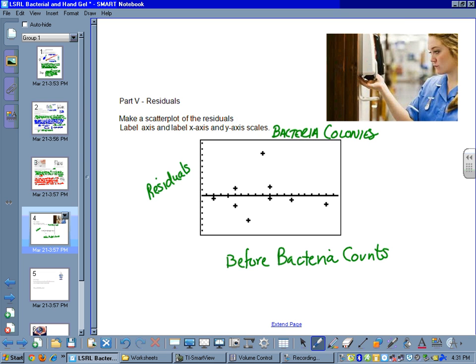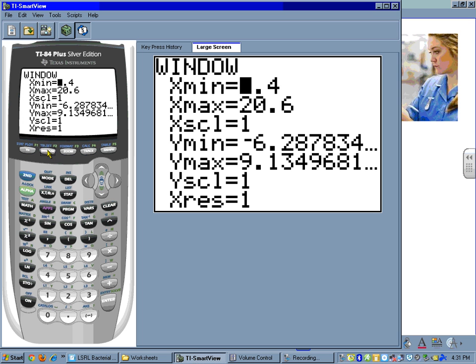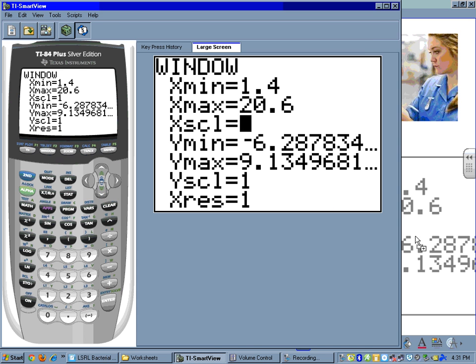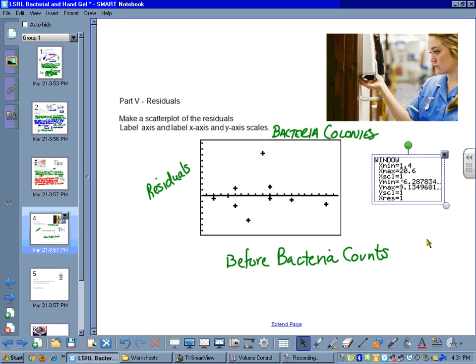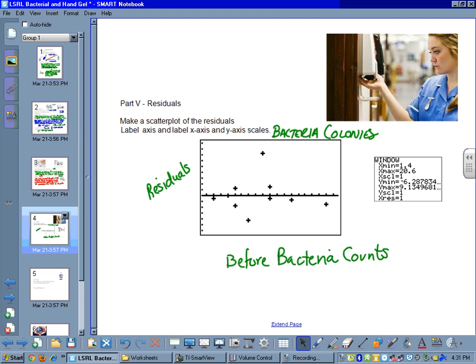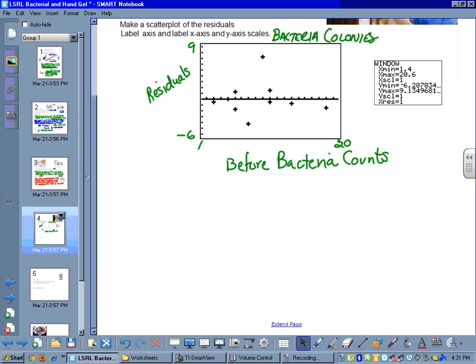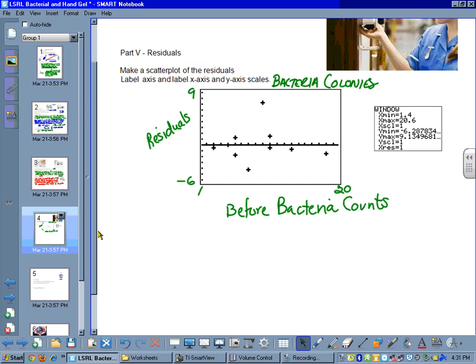And again, I will put a scale on my axis using the window function to see what the calculator chose for this. And looking at that, I'm going basically again, let's say from 1 to 20. Let's try this again, from 1 to 20. And this time I'm going from about -6 to 9. So, first thing I notice, number 1, the residual plot is scattered.